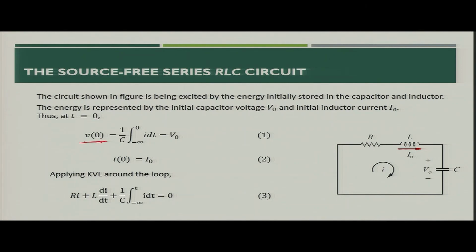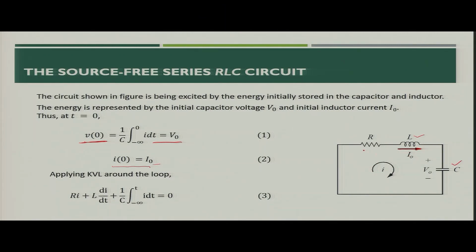At time t equal to 0, V0 can be written as 1 upon C integral from minus infinity to 0 of i dt, and that will be equal to V naught, because this is our initial condition. Similarly, i(0), that is i at time t equal to 0, will be I naught. Now, if you write a KVL around this particular loop, where we are assuming that current i is flowing in this loop, you can write the KVL equation for this loop.